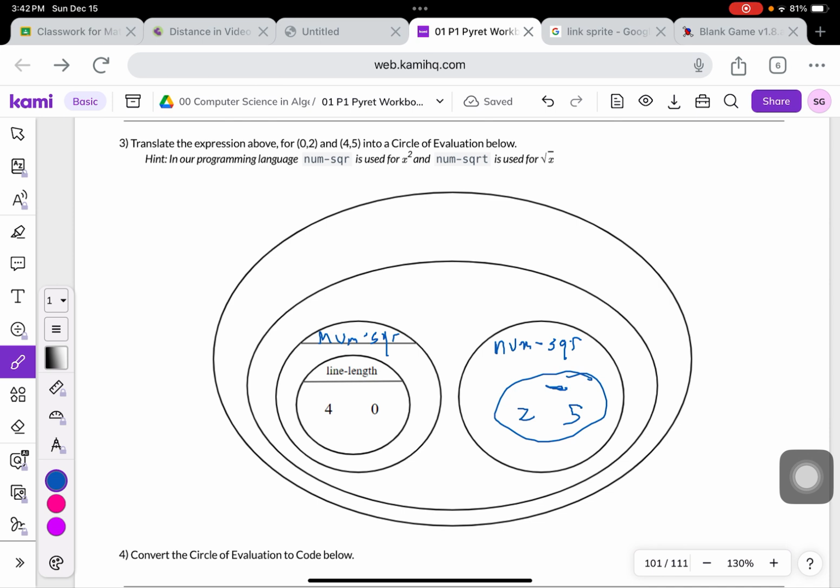Okay, and then after you num-square them, you have to add them together. And then you do the num-sqrt.